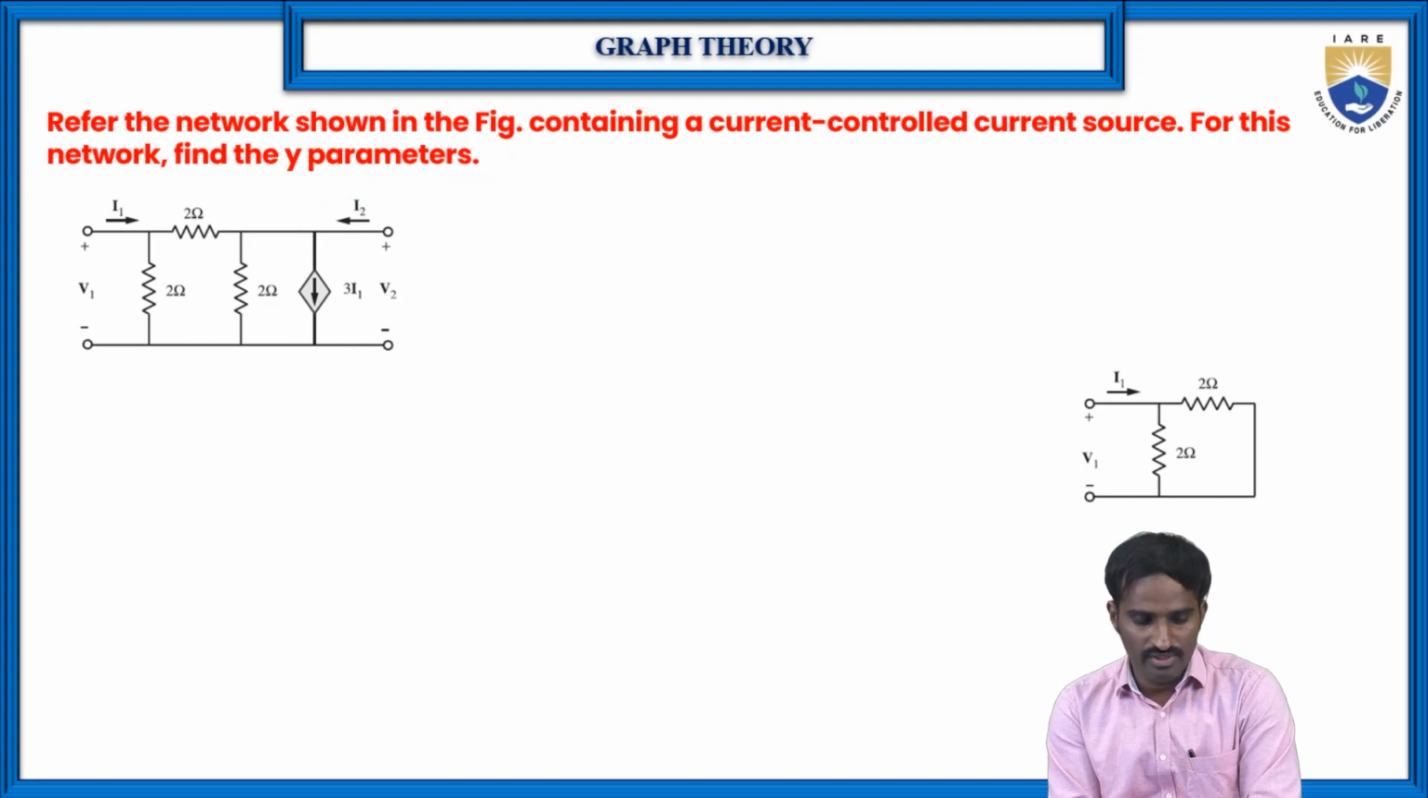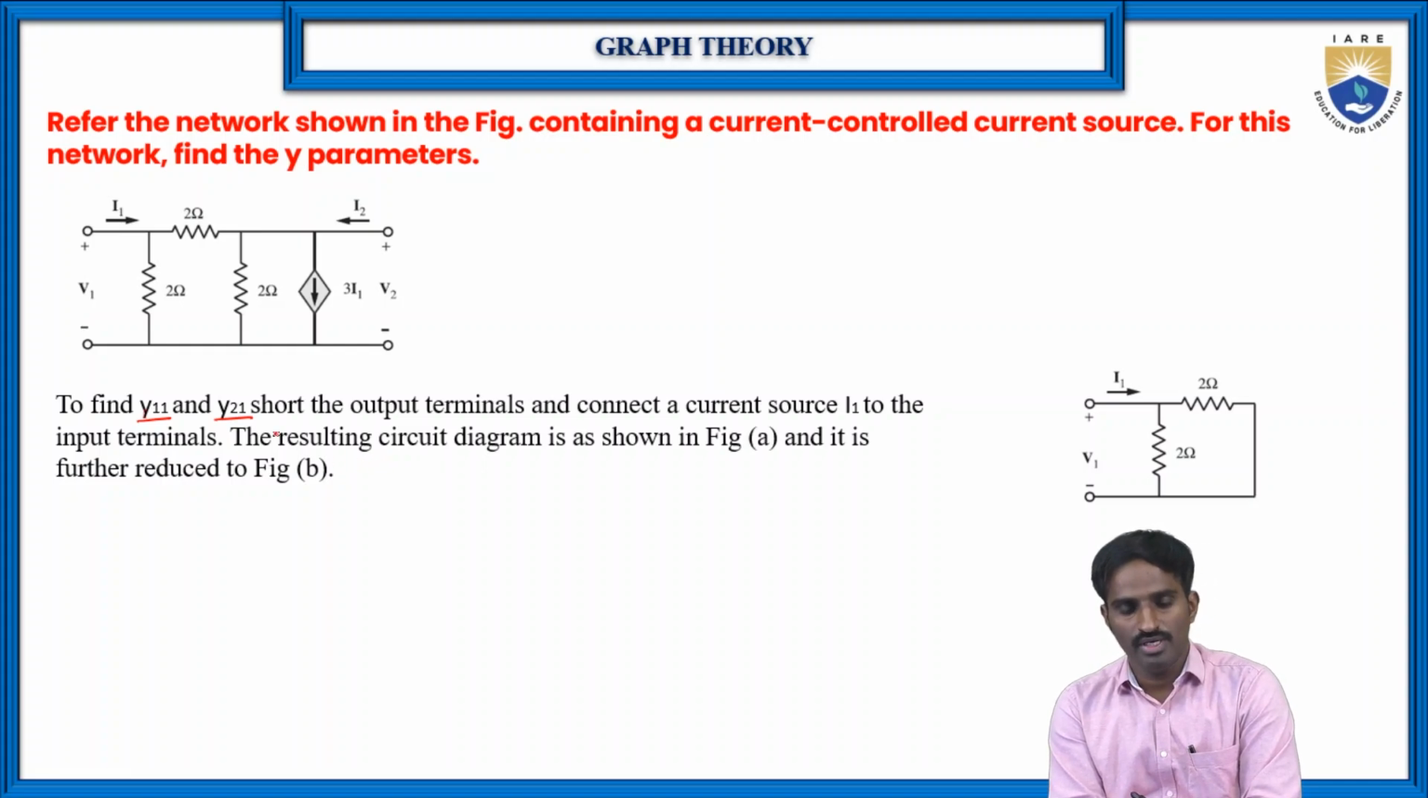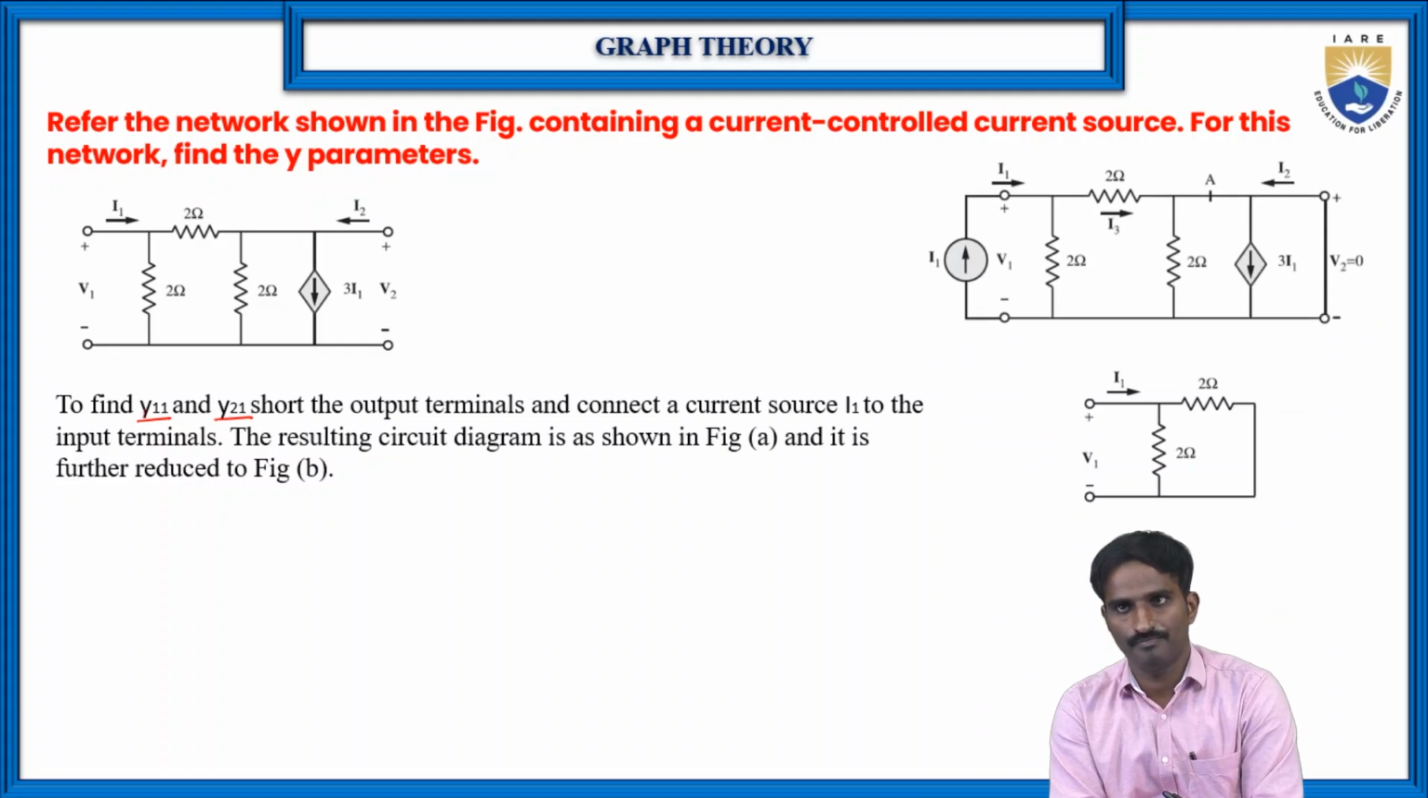In the conventional way, first, the same way, we will find Y11 and Y21. To find Y11 and Y21, the same procedure, we apply the short circuit across the output terminals and connect a current source across the input terminal. So this is the way. Then the circuit will become like this.